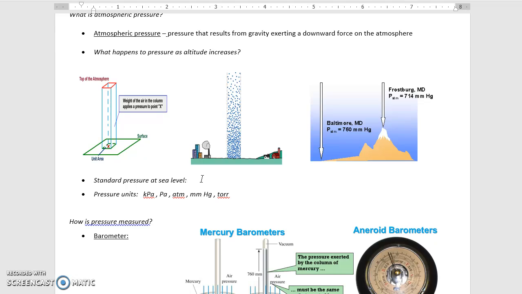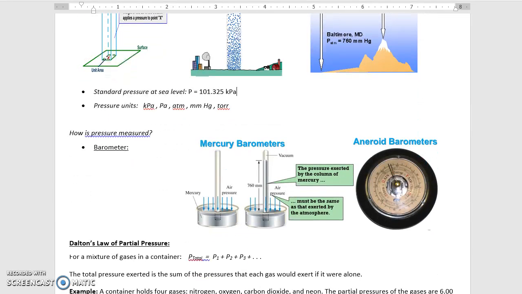So the standard atmospheric pressure at sea level is equal to 101.325 kPa, so that's kilopascals. One thing to note is you can see these other units, so kilopascals, pascals, we already talked about, but atmospheres, mmHg, and torr are other units of pressure as well. So you may be wondering how this is measured, especially atmospheric pressure. It's measured through what's called a barometer. Okay, so a barometer is just the instrument used to measure atmospheric pressure.